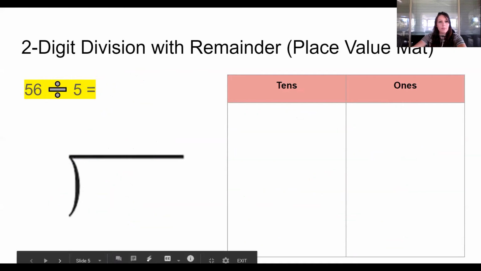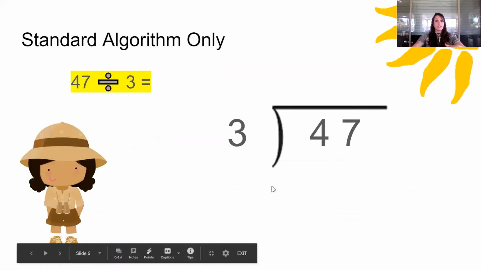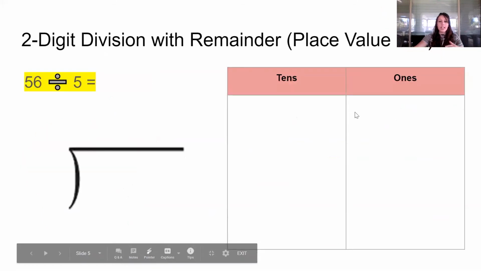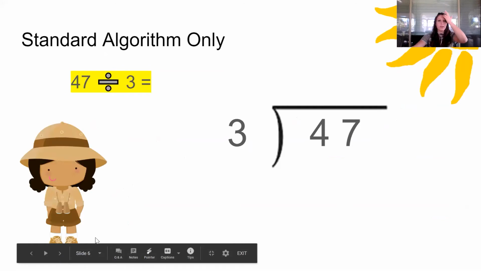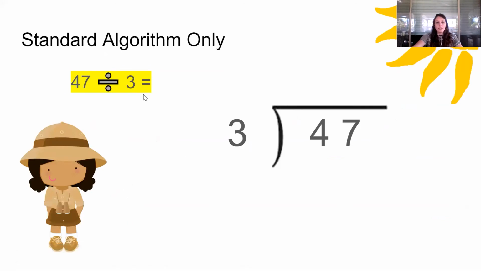In our next problem, we are going to look at standard algorithm only. So before we were doing the place value mat on the side, and then we were corresponding it with the standard algorithm, let's try only the standard algorithm now. So we have 47 divided by 3. 47 is our dividend, 3 is our divisor, and then our quotient is going to be the answer that we are looking for.